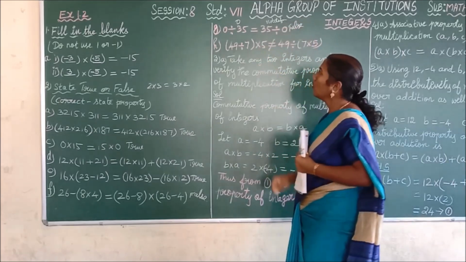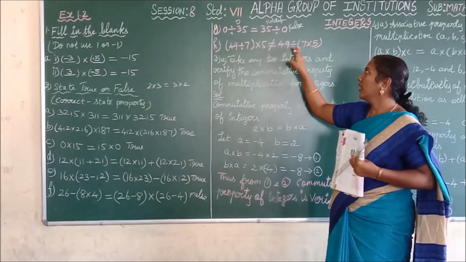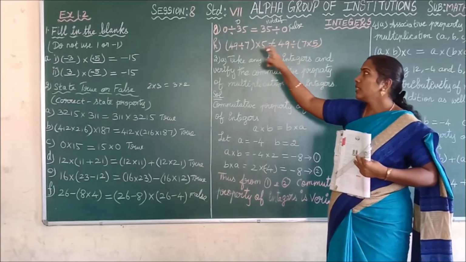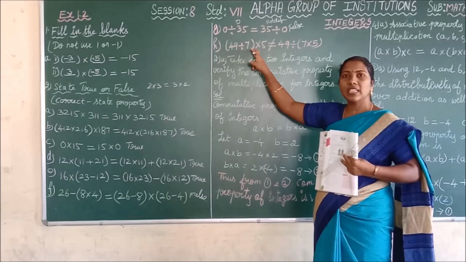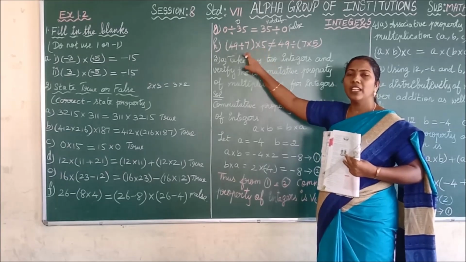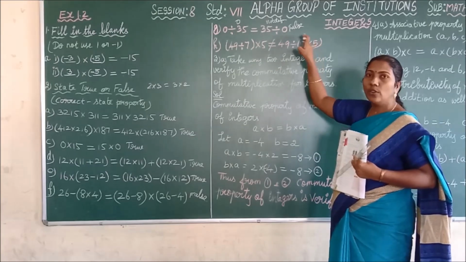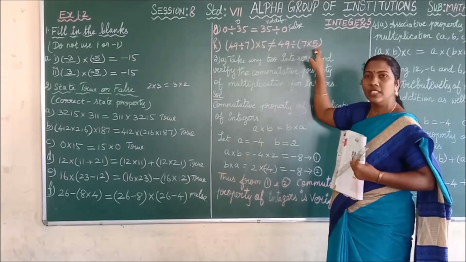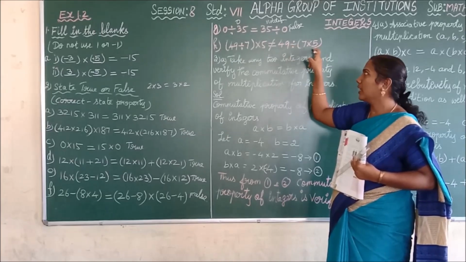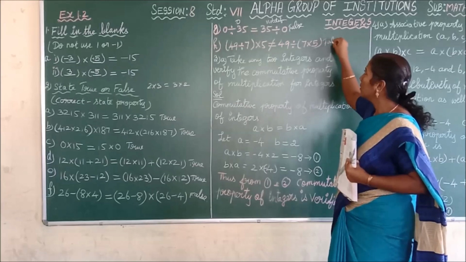See the next one. 49 divided by 7 into 5 not equal to 49 divided by 7 into 5. See here, 49 divided by 7, what is the answer? 7. 7 into 5 is 35. In the LHS you get the answer 35. See the RHS: 7 into 5, you have to evaluate the bracket first. 7 into 5 is 35. If you divide 49 by 35, do you get 35? No. So this statement is false.